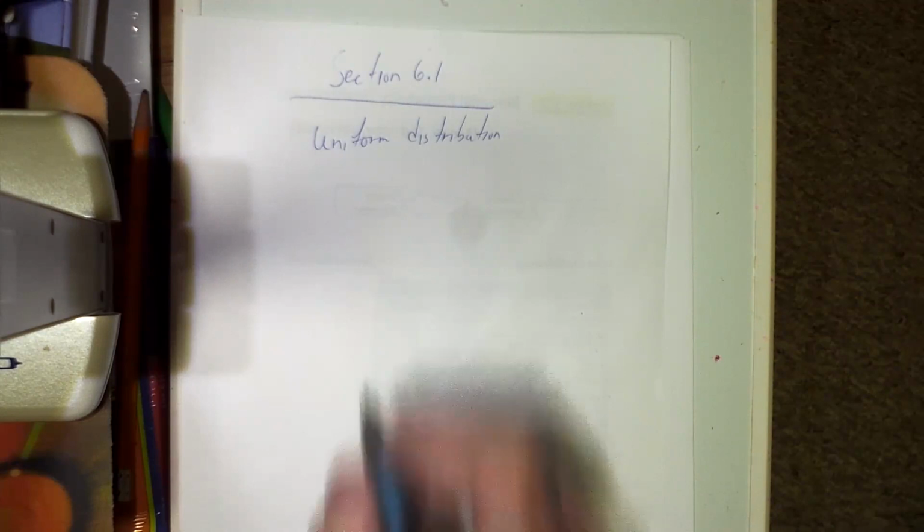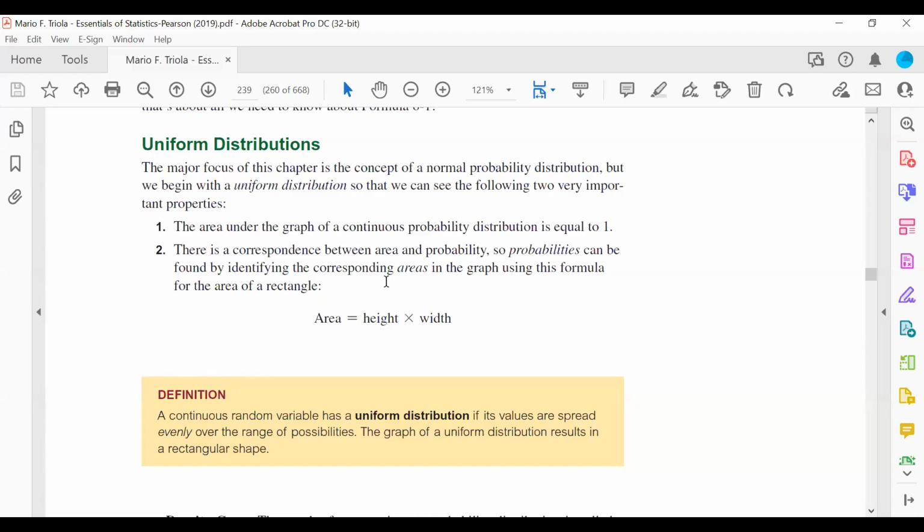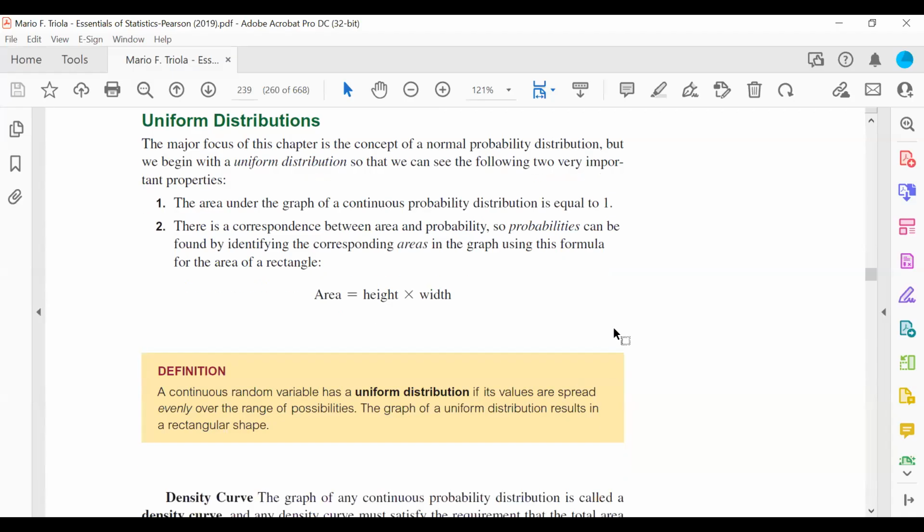The first one is called the uniform distribution. The uniform distribution has unique features. Let me show you in the book. The major focus of this chapter is the main part, which is the normal distribution, but the uniform is a little bit more of an introduction to how the normal distribution works.